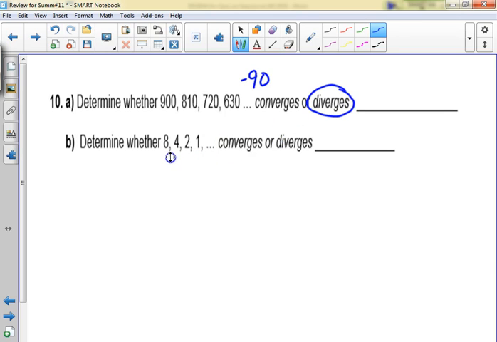All right. This one, it's dividing by 2, right? So you'd have 1/2, 1/4, 1/8. It's getting tinier and tinier and tinier, but it's never going to hit 0, so it is converging. Okay.